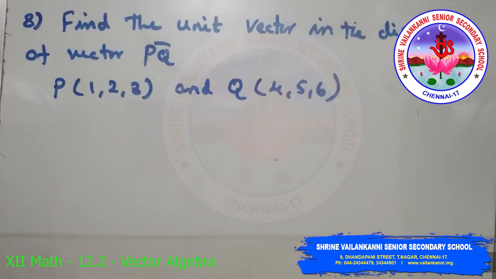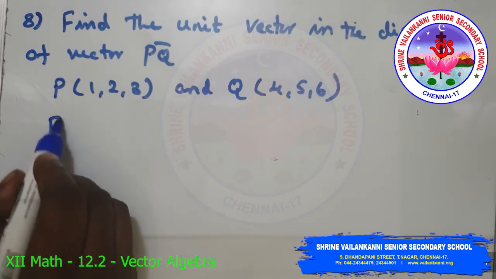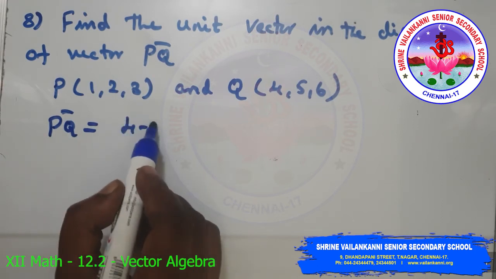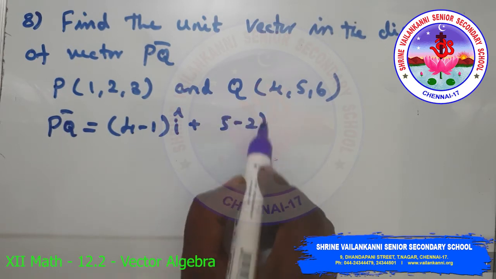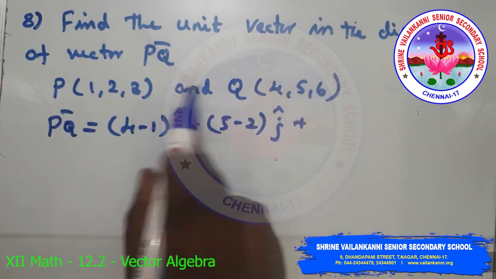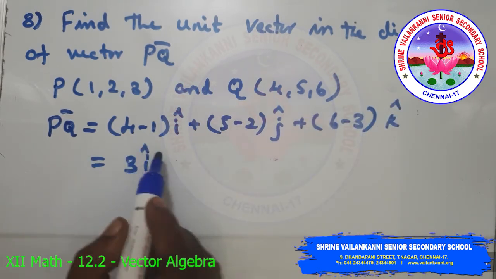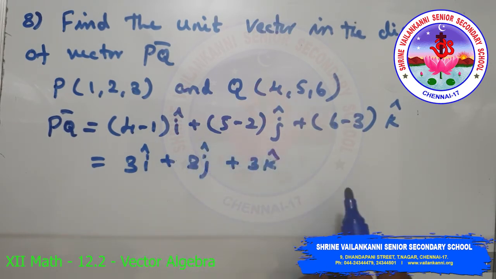Eighth question, find the unit vector in the direction of vector PQ, where P and Q are the points (1, 2, 3) and (4, 5, 6) respectively. Given two points, P is (1, 2, 3) and Q is (4, 5, 6). We have to find PQ, which is equal to (4 minus 1) i plus (5 minus 2) j plus (6 minus 3) k, which is equal to 3i plus 3j plus 3k.